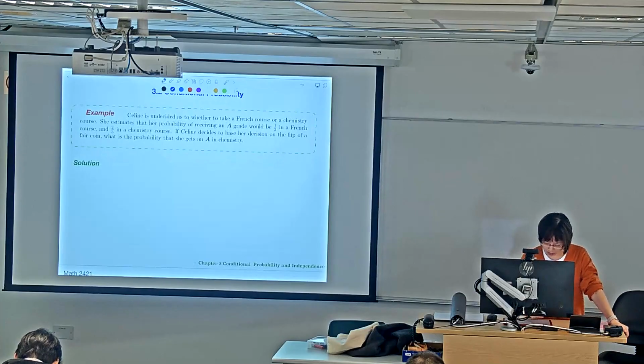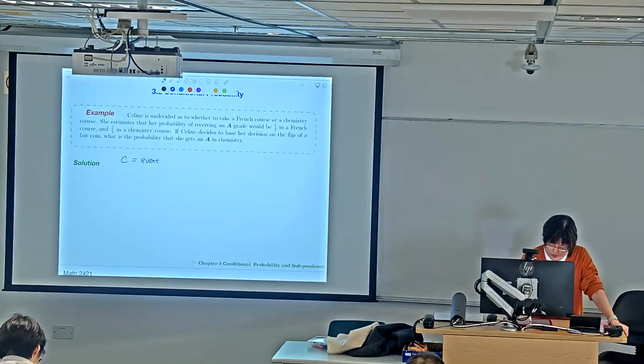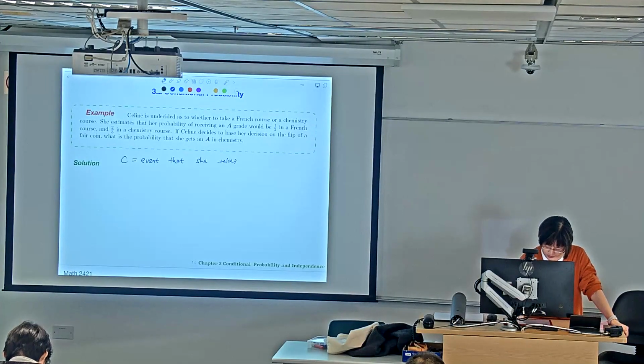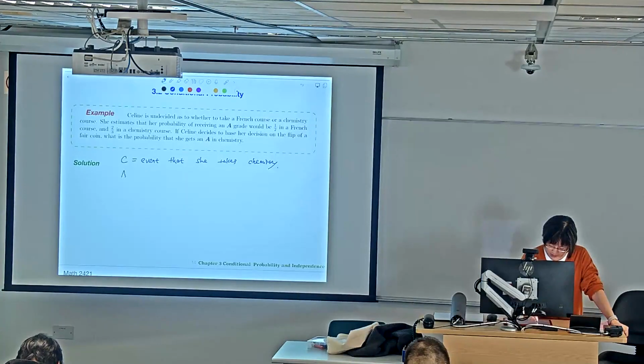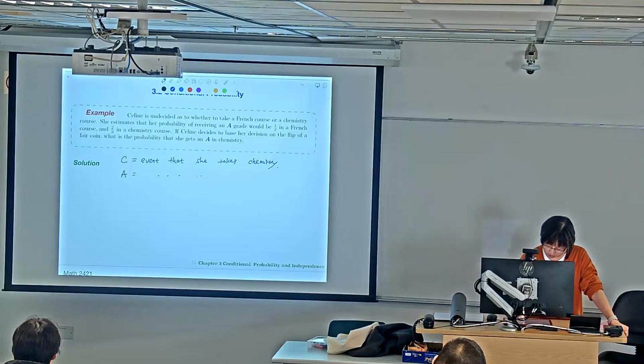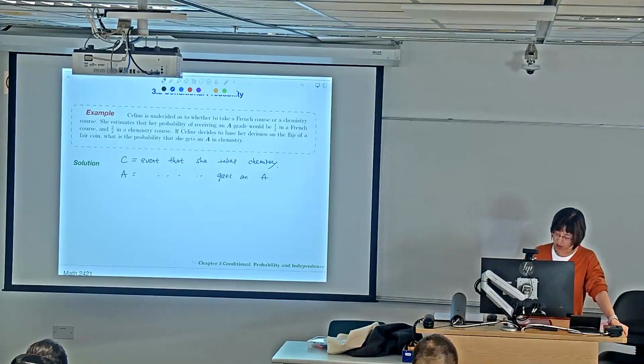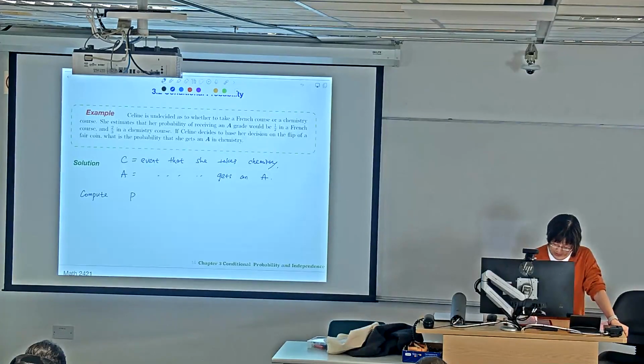And let's use this to compute the probability. So maybe we denote events. C is the event that she takes chemistry, and A is the event that she gets an A. And what we want is to compute the probability that she gets an A in chemistry. So we want to find the probability of the intersection of A and C.